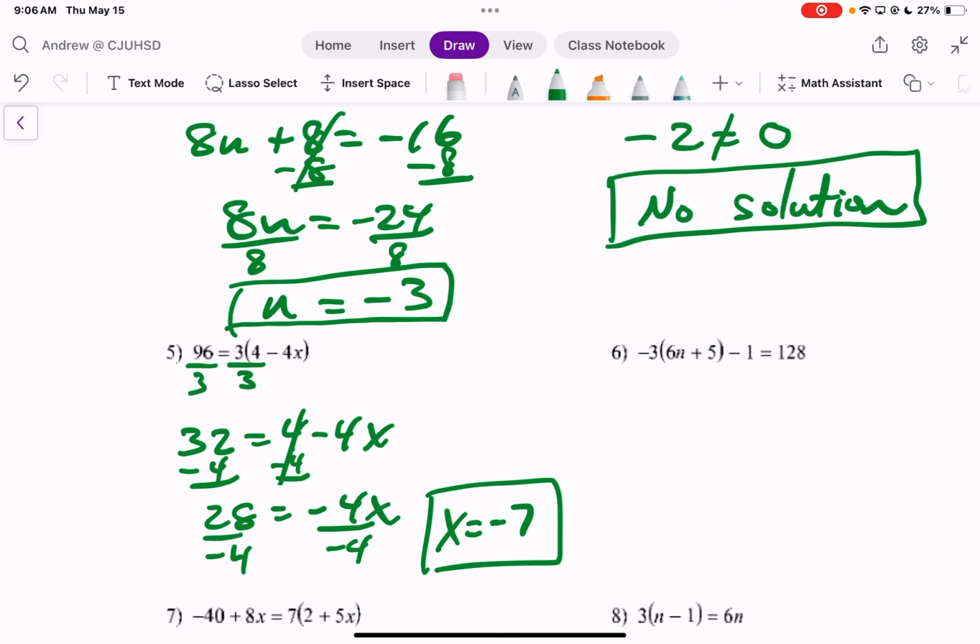Now, that little trick I showed you only works when you don't have extra stuff over there. So like on number 6, I wouldn't do that because I have a plus 1. I have to add this 1. I have to get rid of that before I could even think of doing that little trick.